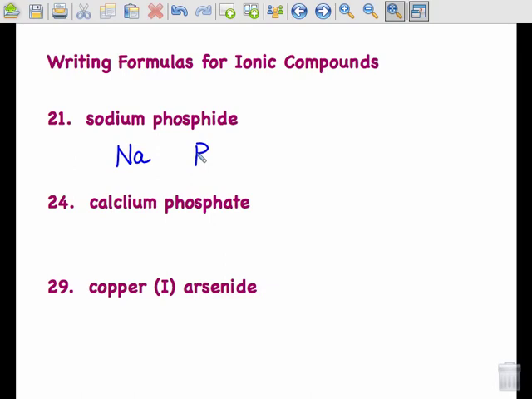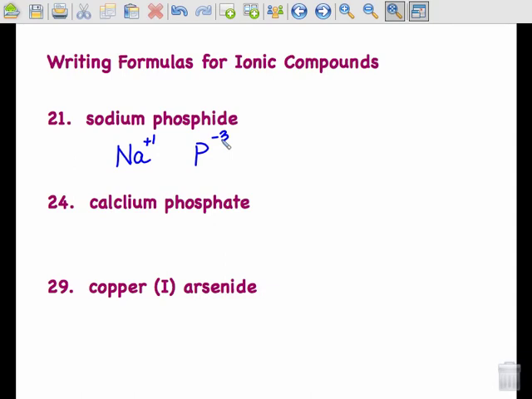Remember, the charge is written at the top of your periodic table. I see that Na is in column 1A, so its charge is +1. And phosphorus is in column 5A, so its charge is -3. And what you're going to do is something called the crisscross method.